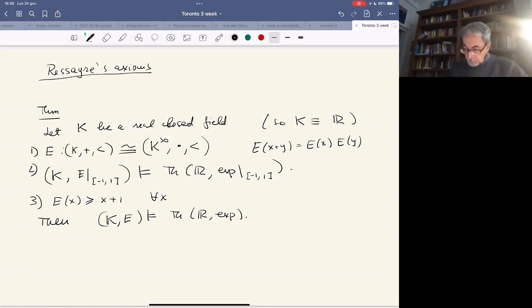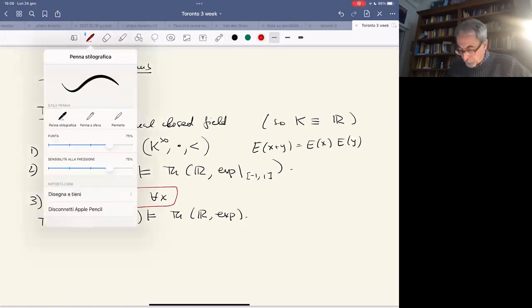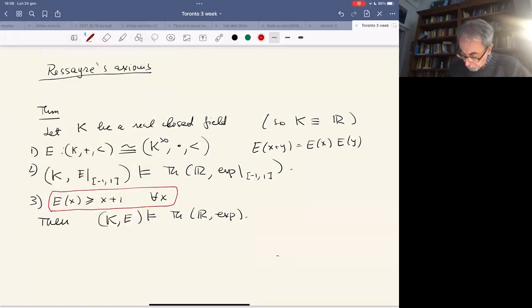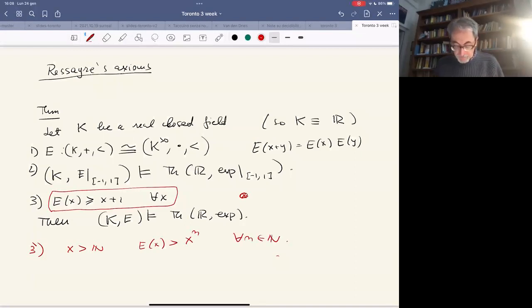And then it satisfies this property. I mean, usually this is not stated in this form, but I guess it's equivalent to the usual formulation. The usual formulation is that if x is infinite, then e^x is bigger than x^n for every n. But I guess it's equivalent to the one I've given.